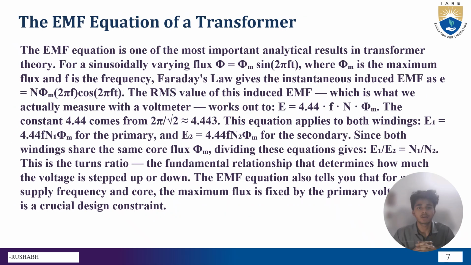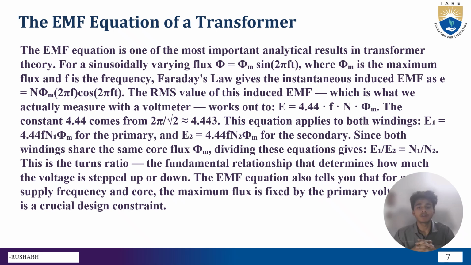In this slide, we are going to learn about the EMF equation of a transformer. The EMF equation is one of the most important analytical results in transformer theory. For sinusoidally varying flux, phi is equal to phi m times sine 2 pi f t, where phi m is the maximum flux and f is the frequency. Faraday's law gives the instantaneous induced EMF as E is equal to N times phi m times 2 pi f times cos 2 pi f t.